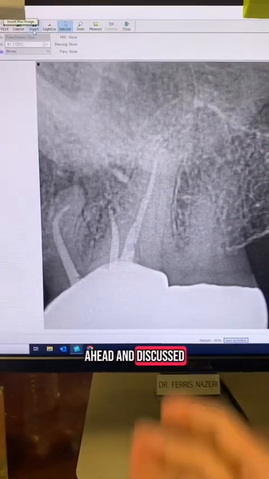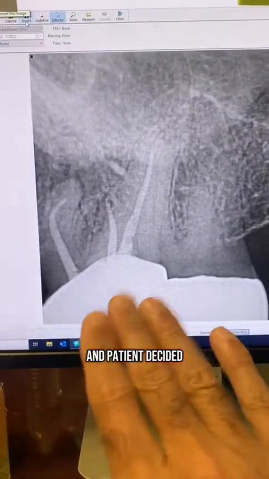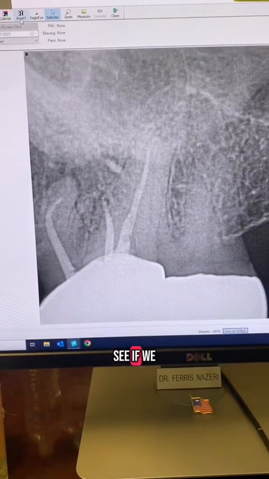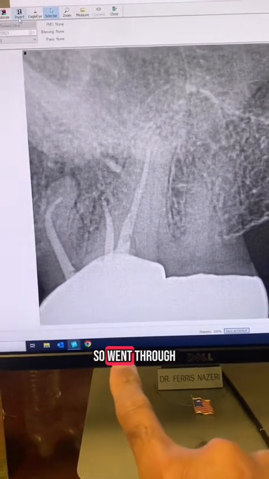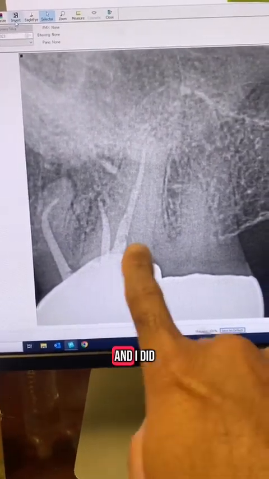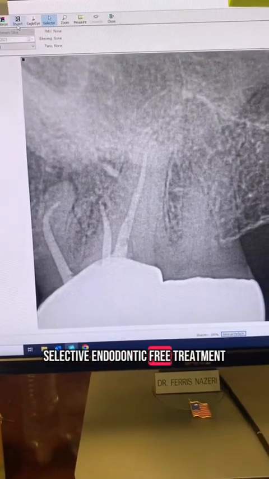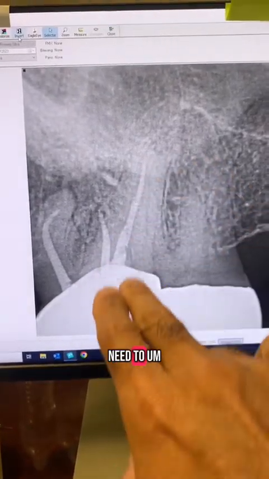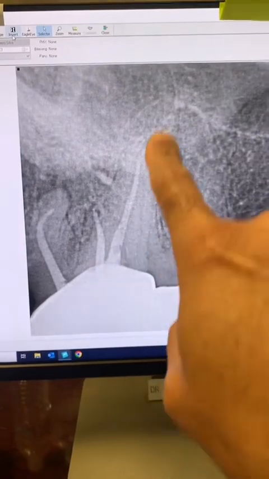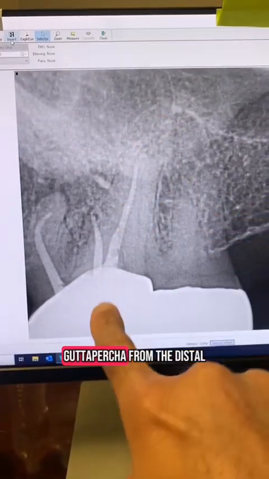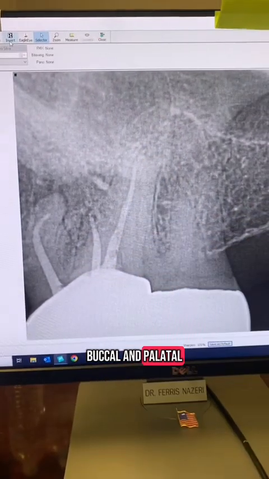So we went ahead and discussed options with the patient, and the patient decided that she wanted to go ahead and try to see if we can save the tooth. So I went through the crown here, and I did selective endodontic retreatment. There was no need to remove the gutta-percha from the distal buccal and palatal canals.